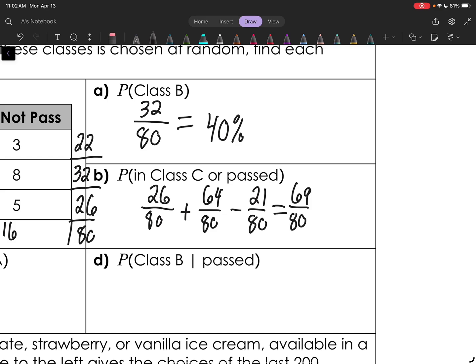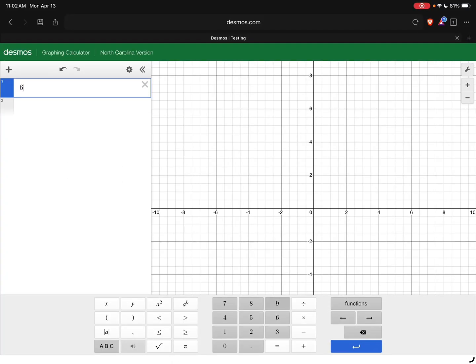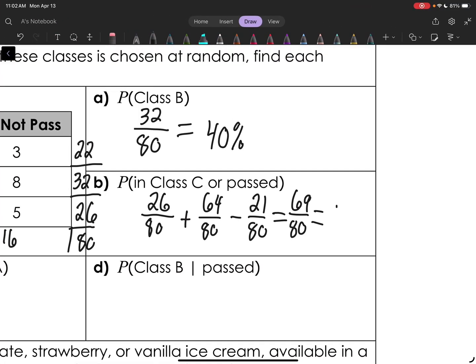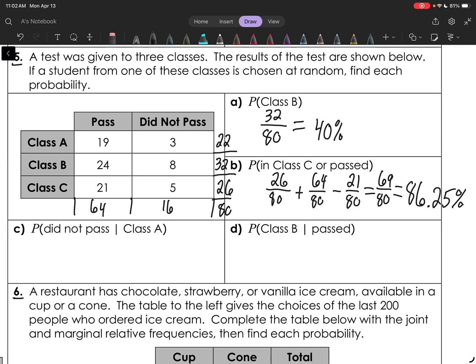You can type that in Desmos if you don't want to do it in your head. I don't want to do that one in my head, so 69%? No, 86%. 0.25. 86.25%. Okay.